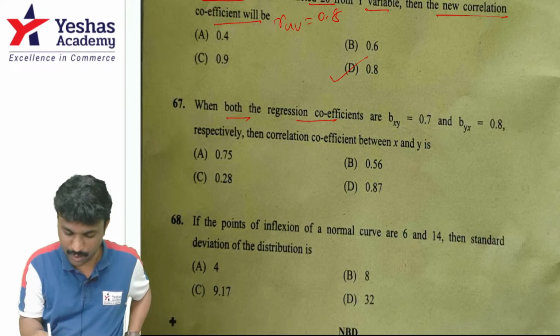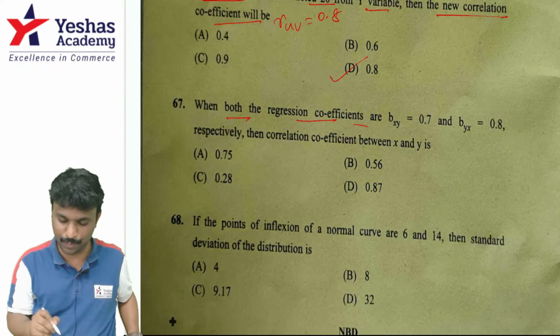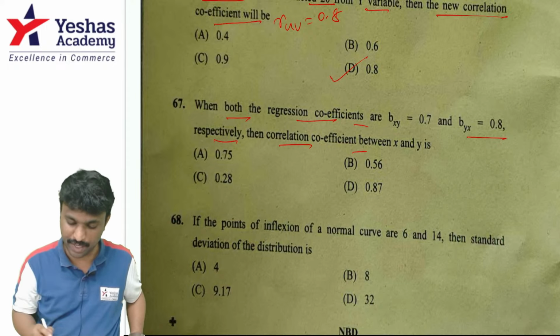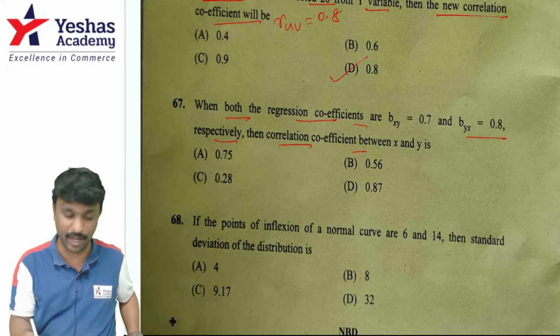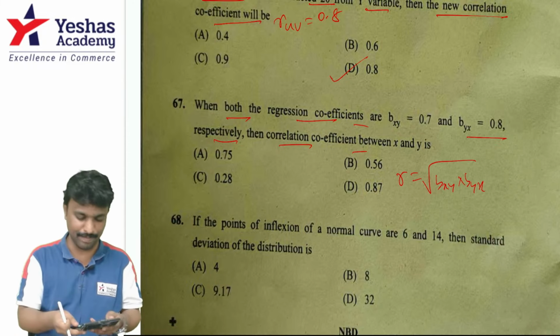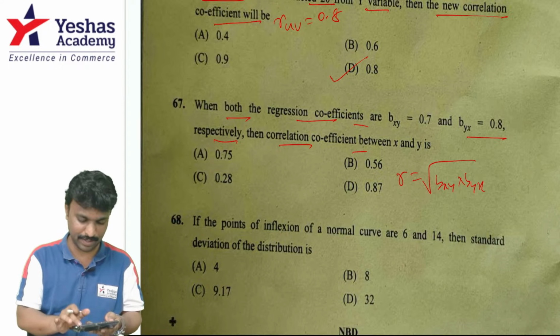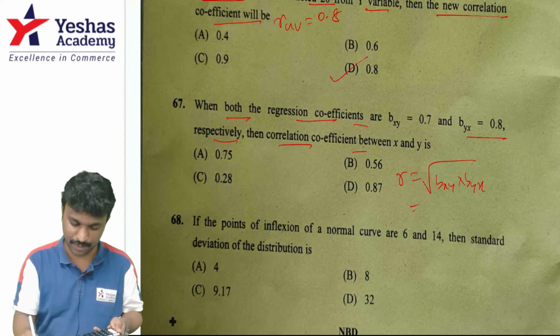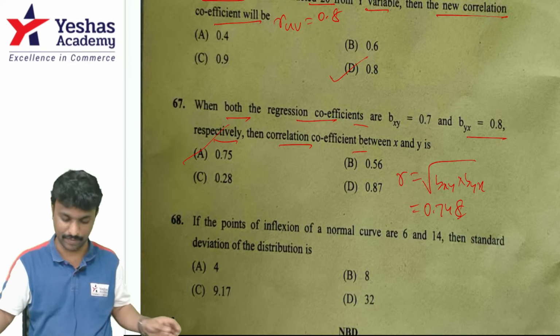When both the regression coefficients are bxy equal to 0.7 and byx equal to 0.8 respectively, then the correlation coefficient between x and y is basically what? Root of bxy into byx. Just multiply them. 0.7 into 0.8, press equal, press the root. That fetches me 0.748. The nearest is 0.75.